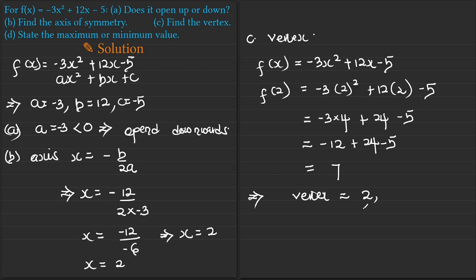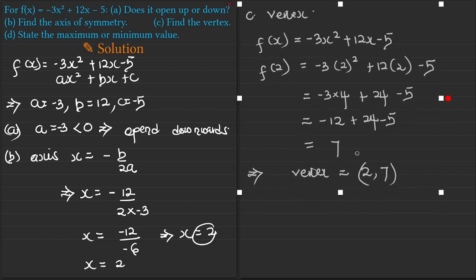That is, the x coordinate comes first, x being 2, and then y being 7. That becomes the vertex of this function. Now the next one says we have to state the maximum or minimum value of the function. Since it is a function that opens downwards, we would be looking for its maximum value, and the maximum value is where we have this vertex over here.